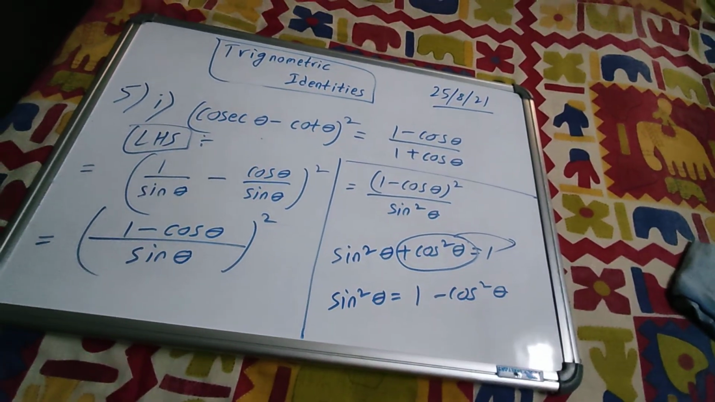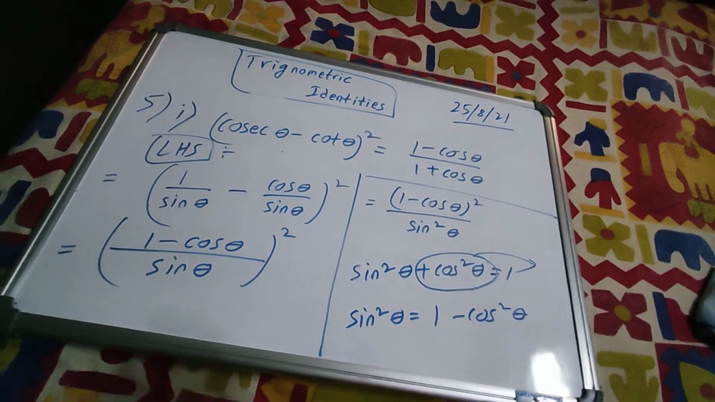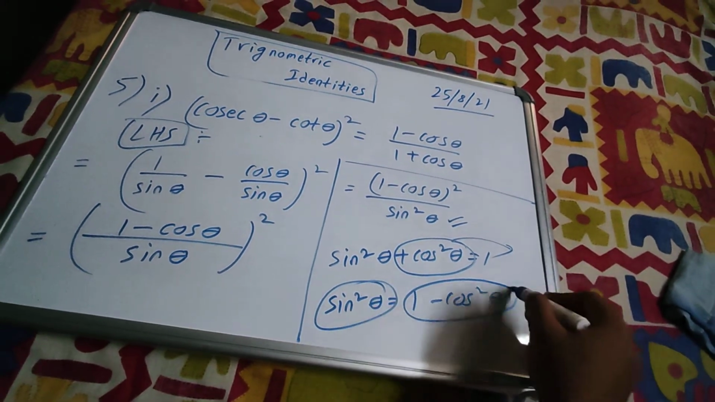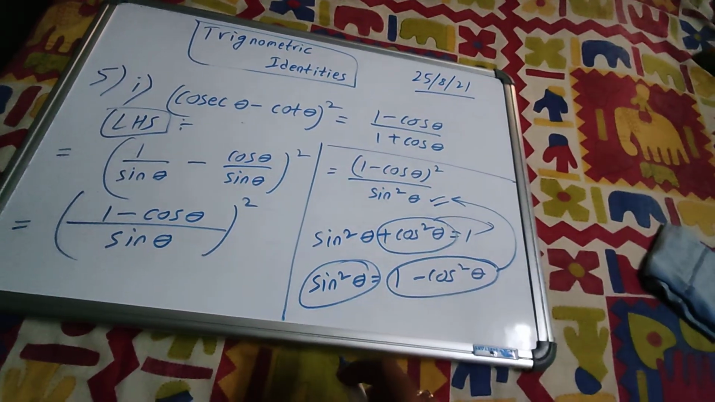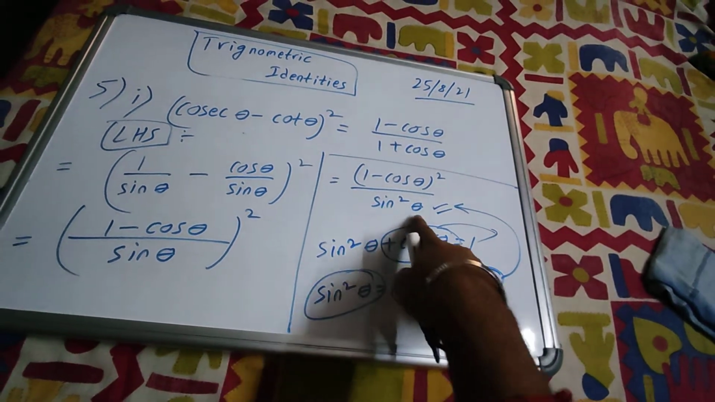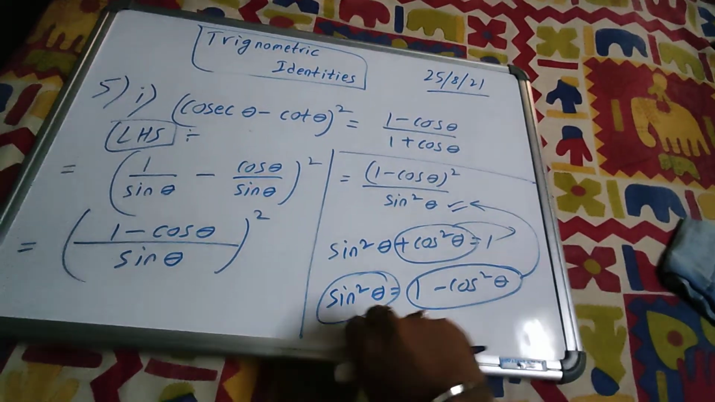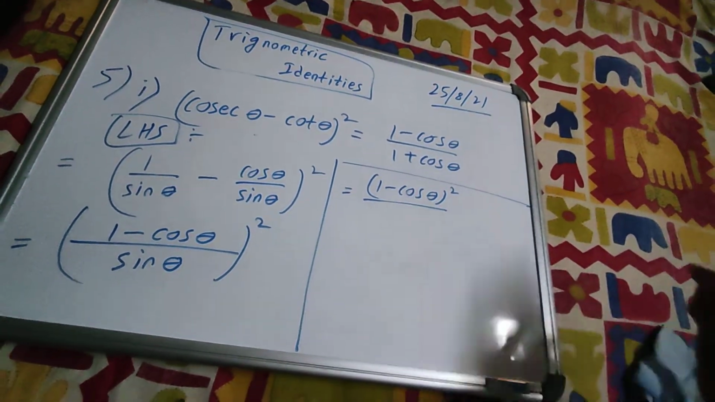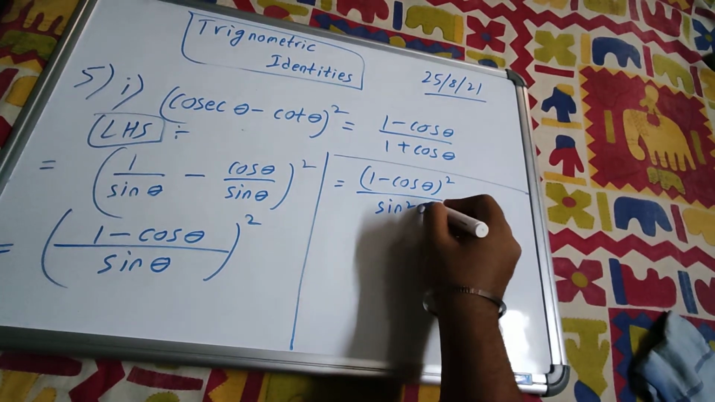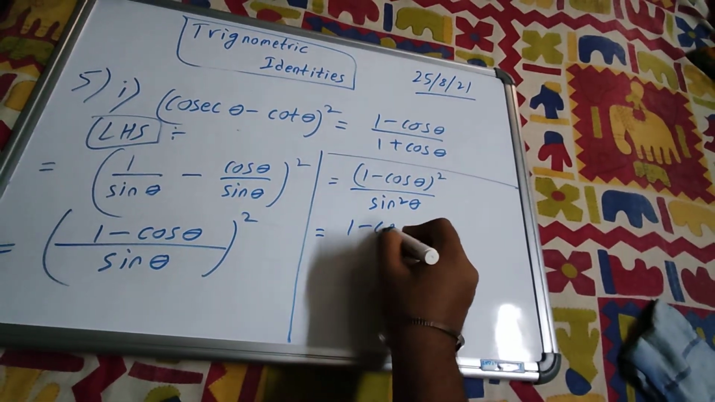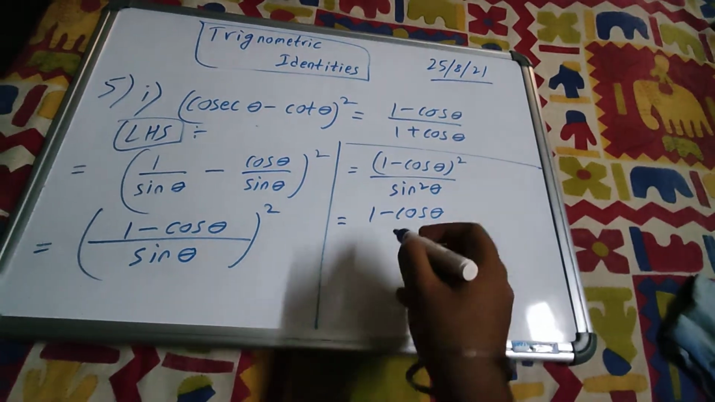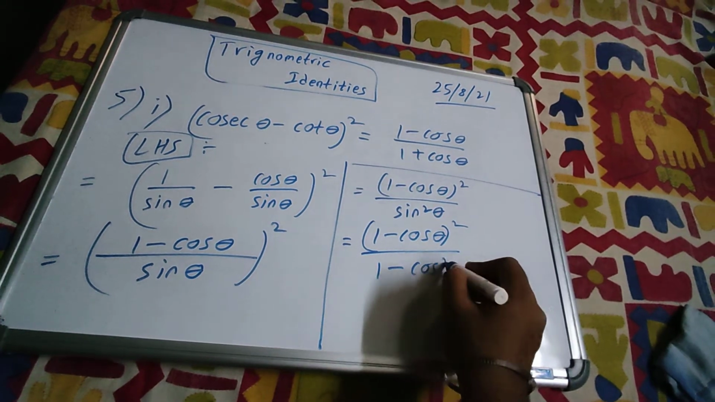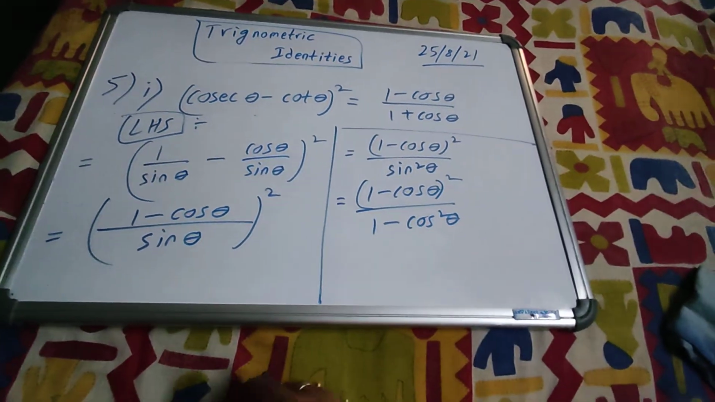Now see over here in this sum, in the denominator what is there? Sine square theta. So now can I put the value of sine square theta, which is 1 minus cos square theta? Obviously I can put the value. So I will put 1 minus cos square theta in place of sine square theta. See how it will look. So I will put 1 minus cos theta whole square by 1 minus cos square theta.